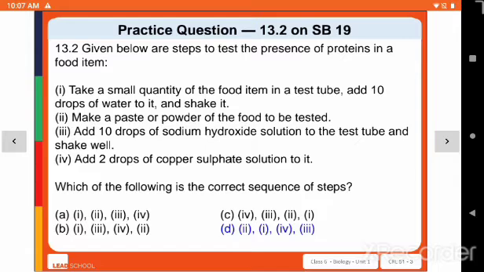Answer number D. First we will make a paste or powder of the food to be tested. And after that take a small quantity of the food item in a test tube, add 10 drops of water to it and shake it. And next is add 2 drops of copper sulfate solution to it. And the last step is add 10 drops of sodium hydroxide solution to the test tube and shake well. So it's question number 13.2 on SB 19.